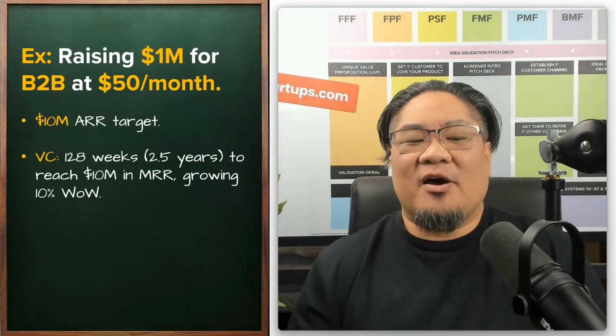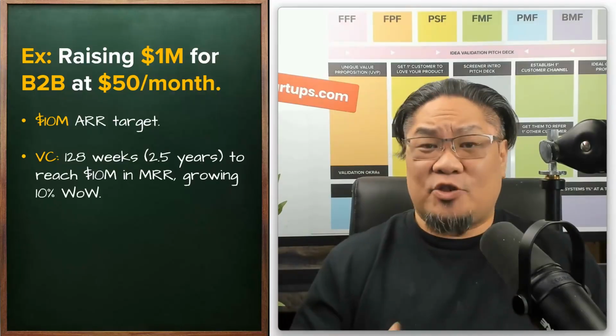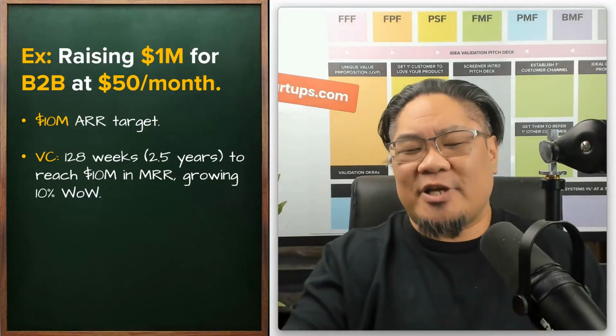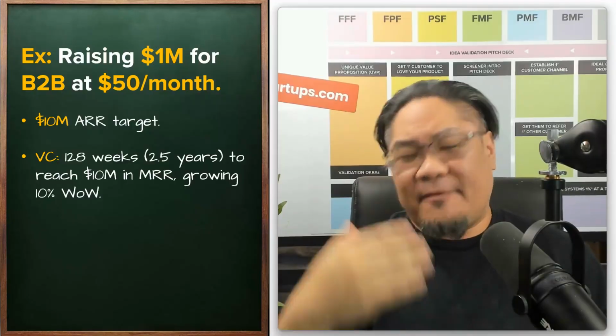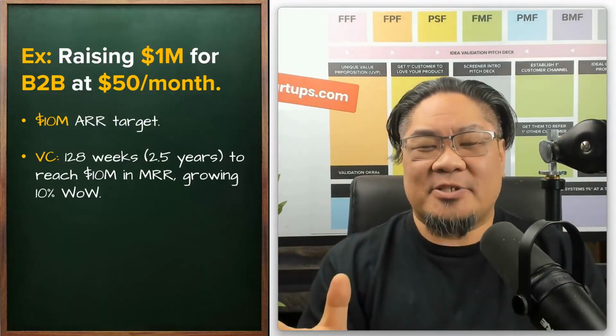to reach $10 million in MRR, growing 10% week over week. That's the level of hyper growth that you need to have. $10 million in 2.5 years, that's really fast, but you're going to have to grow faster than that. However, if you can show yourself on that trajectory, VCs will be interested if you're growing 10% week over week because you're on that path. But that's where the optionality comes in.